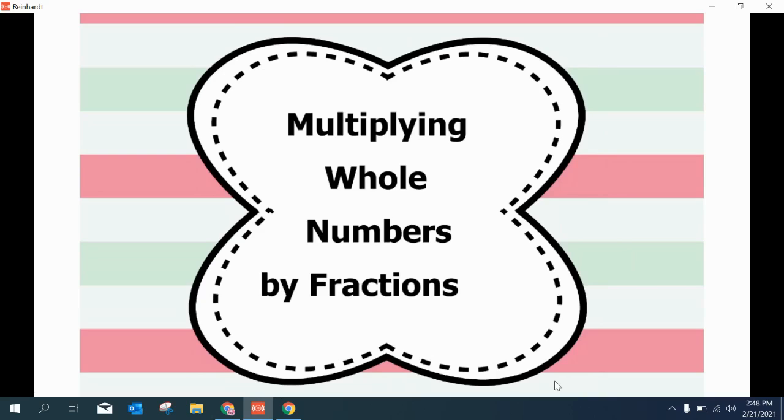So we have to know two things for this lesson: what a whole number is and what a fraction is. A whole number is any complete, full number, any of the counting numbers. If you're counting 1, 2, 3, those are all whole numbers. 1 million is a whole number. 5,000 is a whole number. Fractions are parts of numbers. So anything that is not a whole number, that is, for our purposes, between 0 and 1, are fractions. So we're going to multiply those two together today.